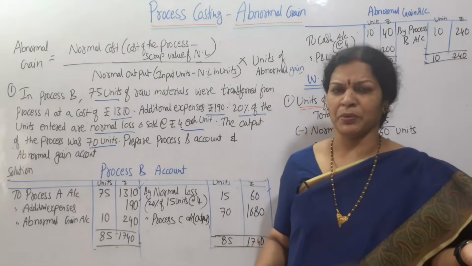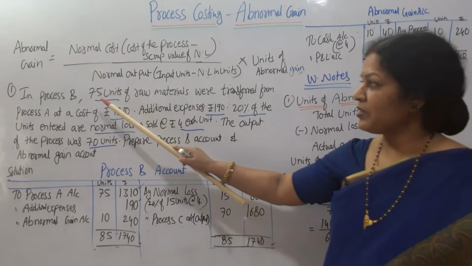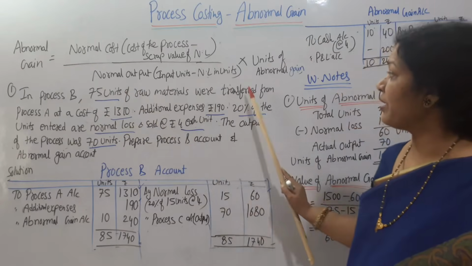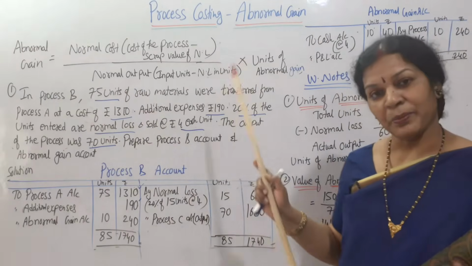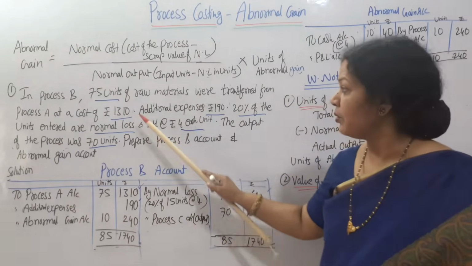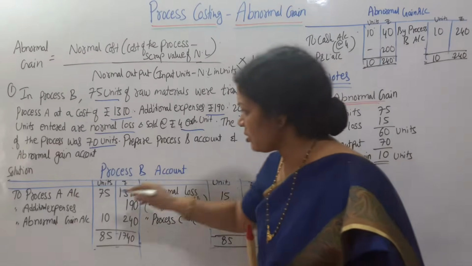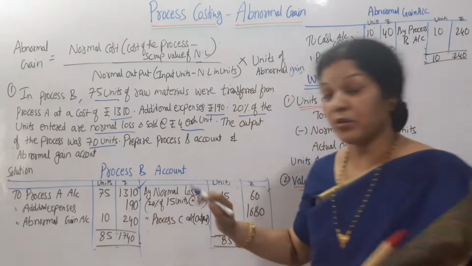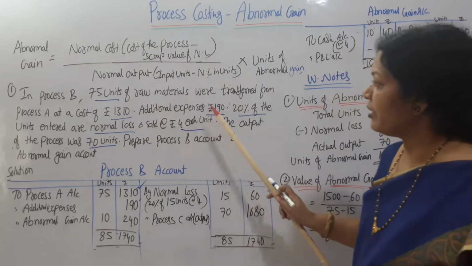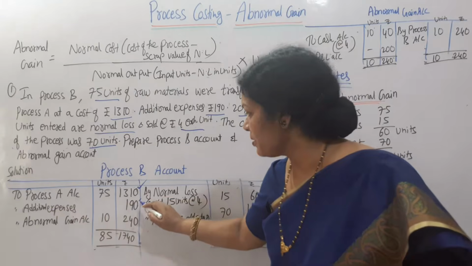Same like the previous problem, first we are opening the process B account. First thing is that in process B, 75 units of raw material were transferred from process A. So we are writing process A account, 75 units at the cost of 1310 rupees. This is written. And also there is an additional expense of 190. Additional expenses 190.